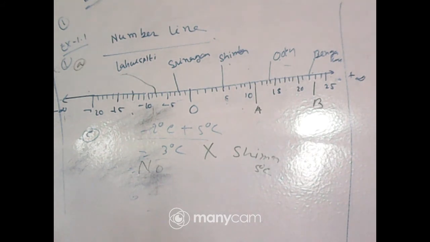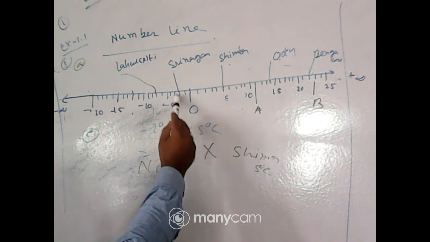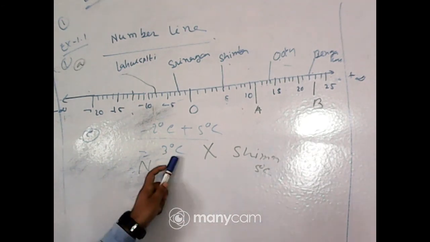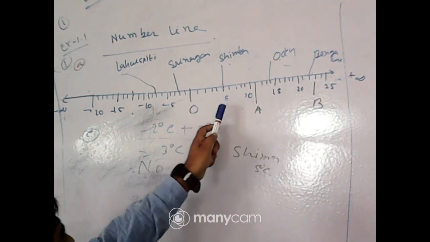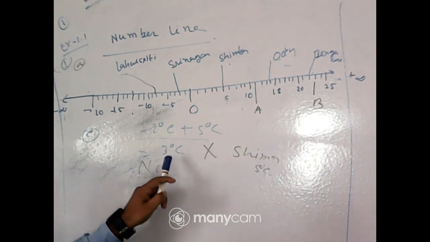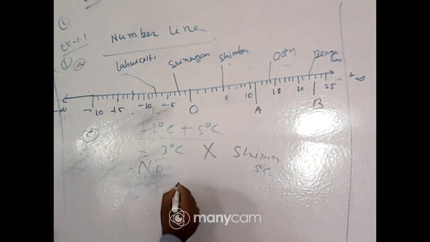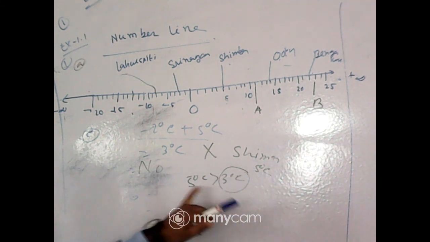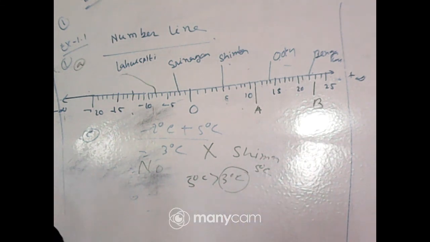Not clear? Okay, again I am repeating that portion. Moinak, the question asks about the Srinagar and Simla temperature together. So just add it, 3 degrees Celsius. Is 3 degrees Celsius less than Simla? Simla is 5 degrees Celsius, and obviously 5 is greater than 3. That's why together their temperature is less than Simla. Clear, Moinak?